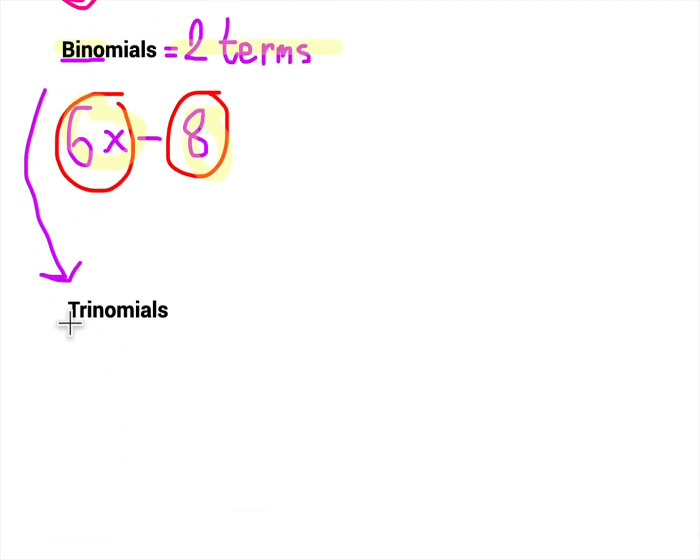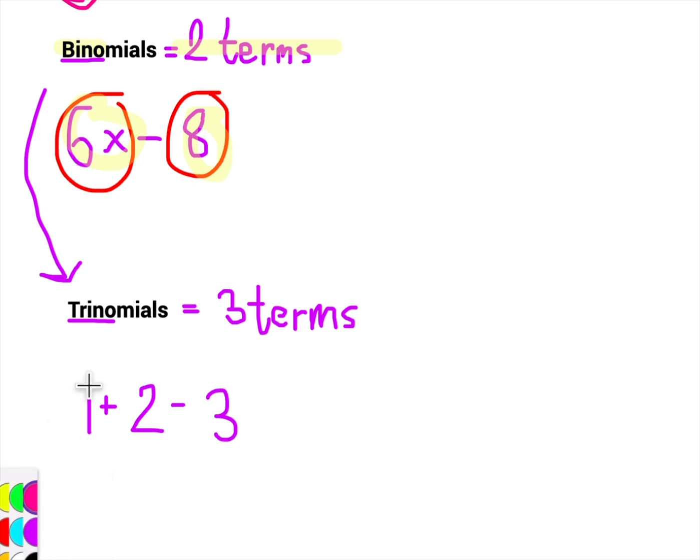Now, applying the same knowledge, we're going to move on to trinomials, where tri means 3. So that's why we know there are 3 terms. And that means there are going to be 2 operation symbols separating each term. So I'll just write 1 first term plus 2 minus 3. So there are 3 terms. 1 being the first, 2 being the second, and 3 being the third.